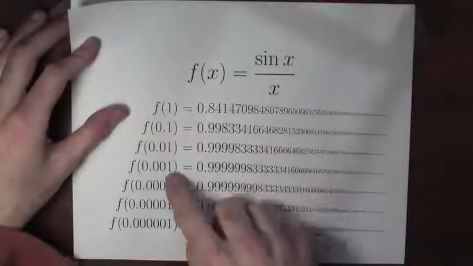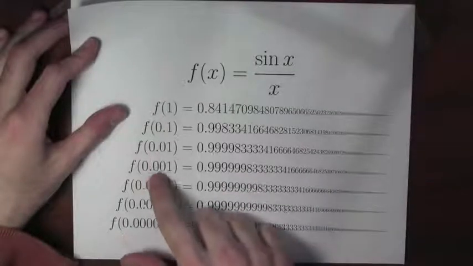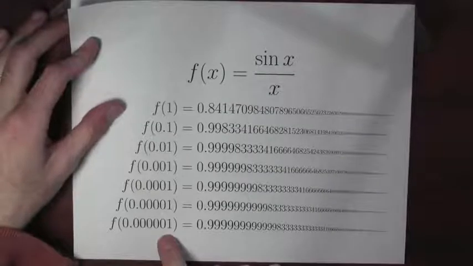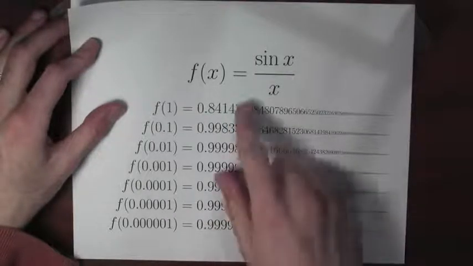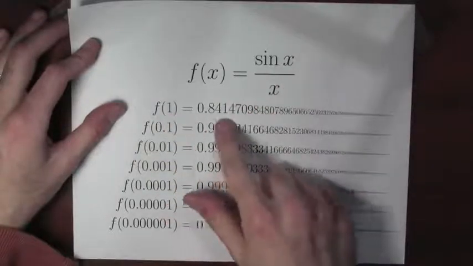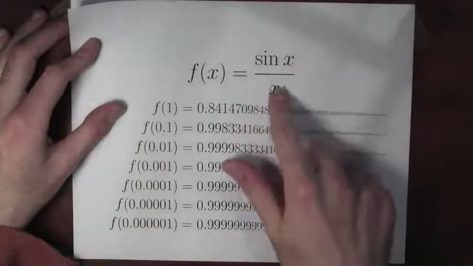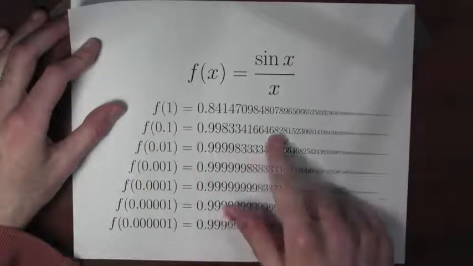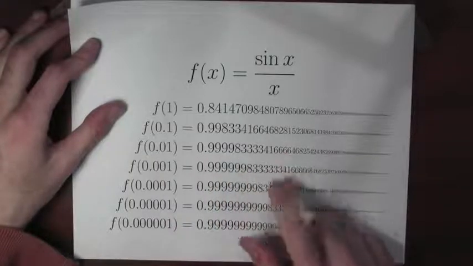So here's a bunch of input values that are getting closer and closer to 0. Right? 0.1, 0.01, 0.001. These are getting closer and closer to 0. And I'm looking at my output values for my function. Right? So f of 1 is sine of 1 over 1. This is sine of 1. F of 0.1, that's sine of 0.1 over 0.1. It's 0.99, a little bit more. F of 0.01 is 0.9999, a little bit more.